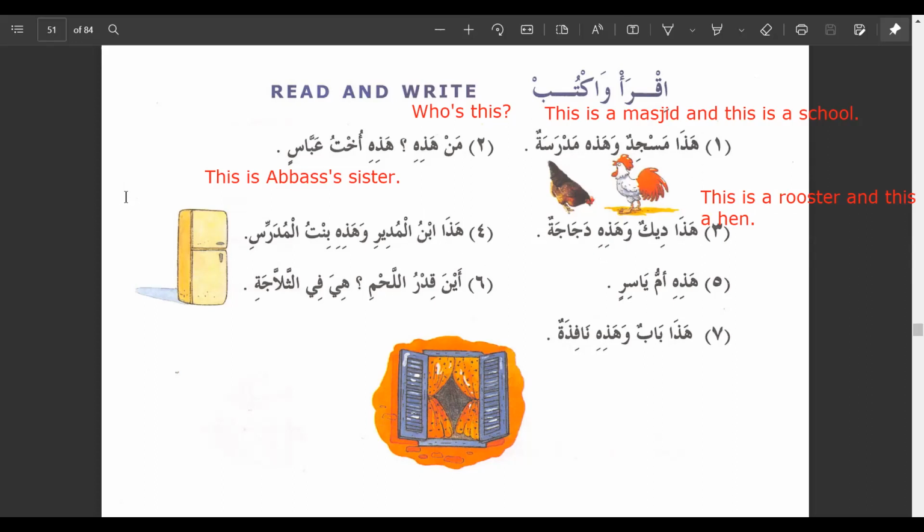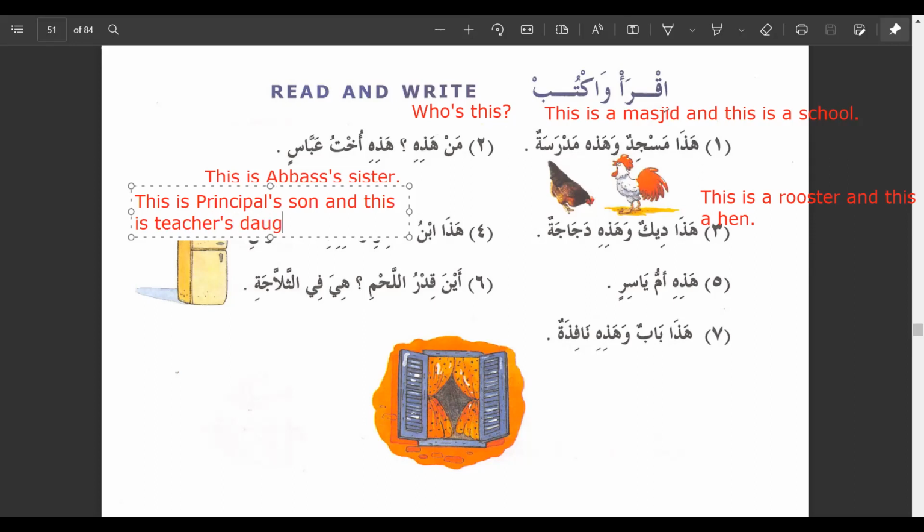Okay. Haza ibnul mudiri wa hazihi bintul mudarrisi. Haza ibnu. This is the principal's son, yes, principal's son. And this is the teacher's daughter, teacher's daughter.